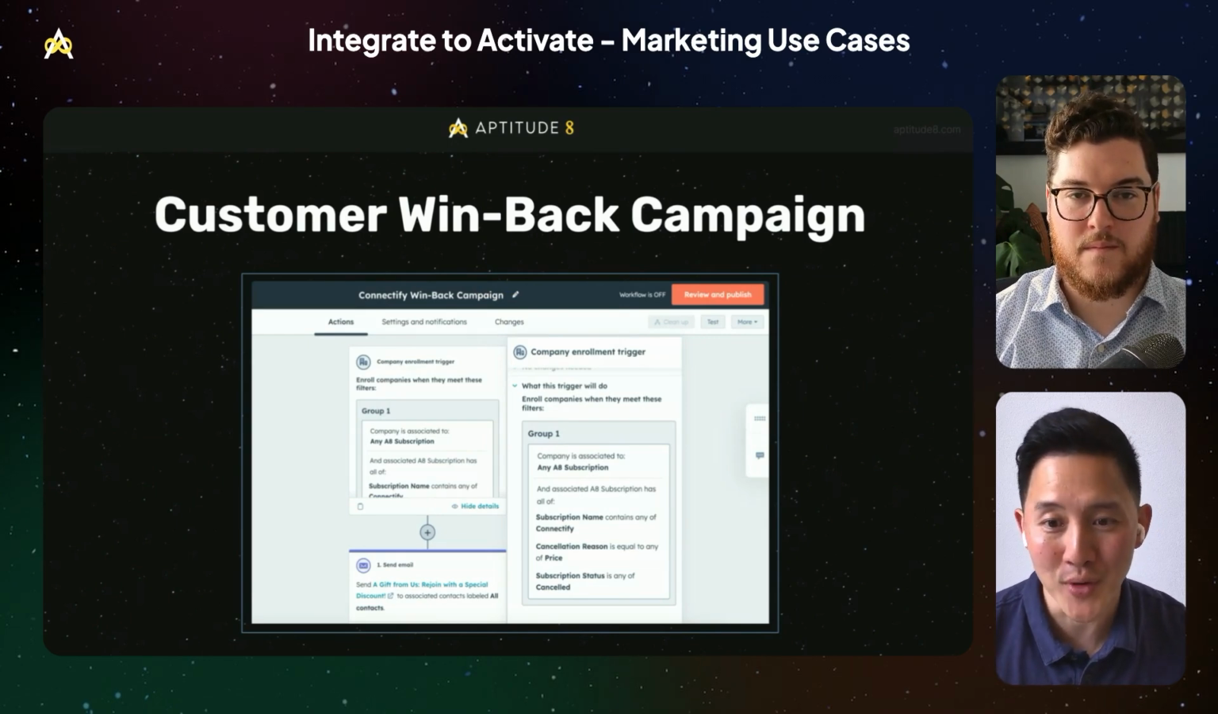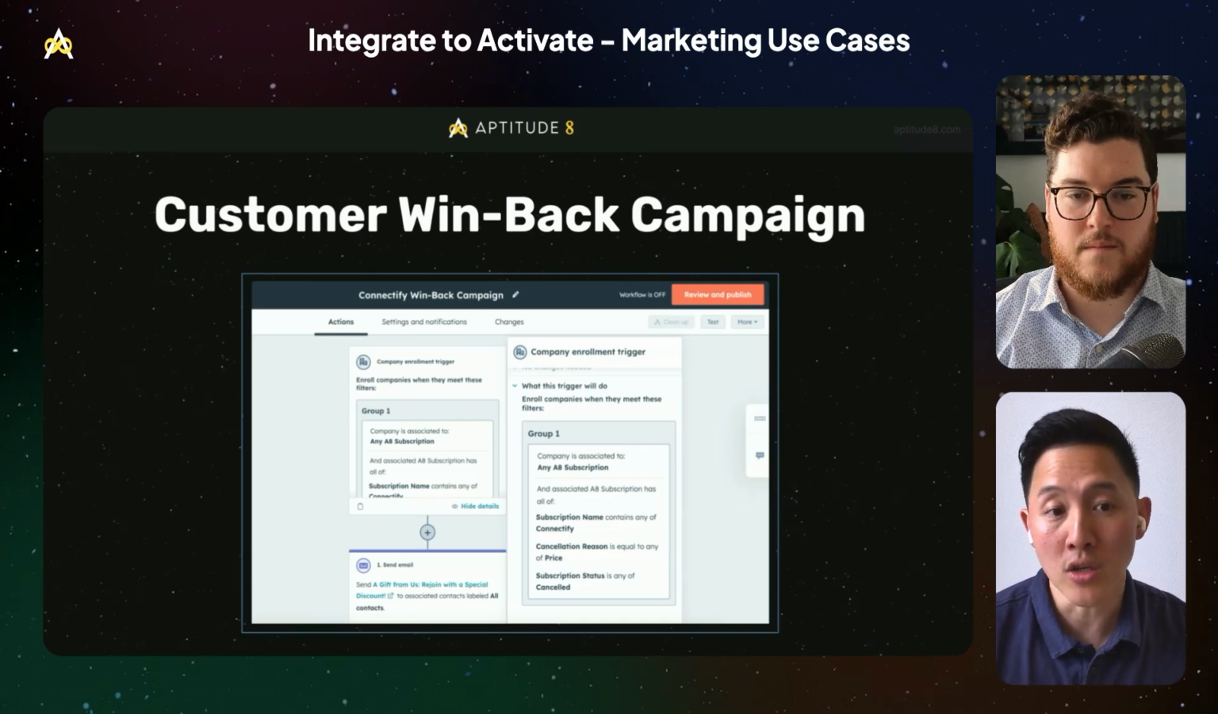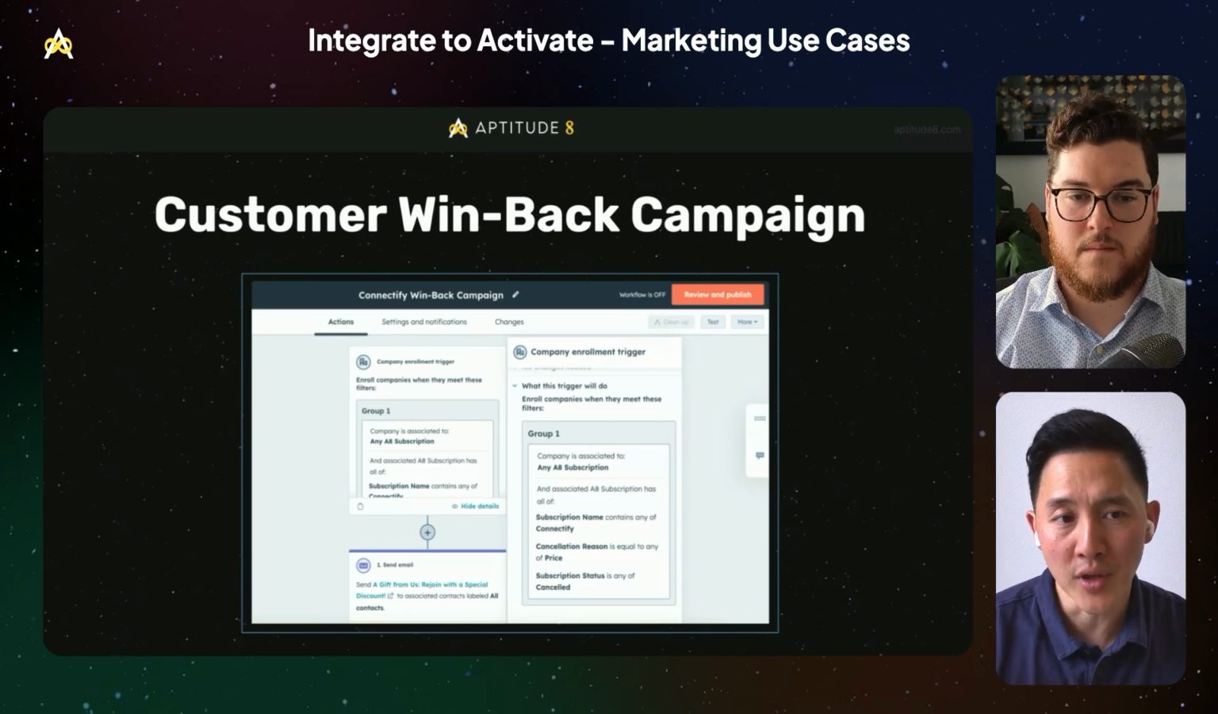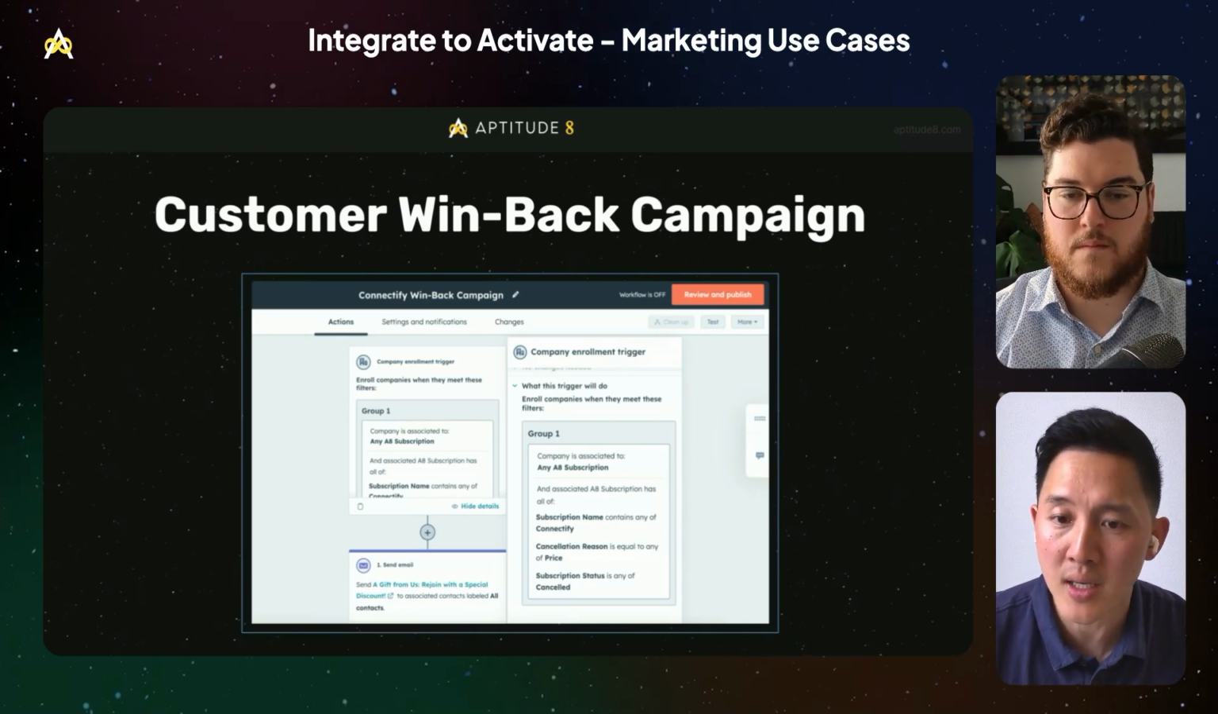Absolutely. And like Hunter said, this is the fun part, getting the data back and forth. That's really the operational side of things. What can you do with the data is really where it gets exciting. This first one is a customer win back campaign.